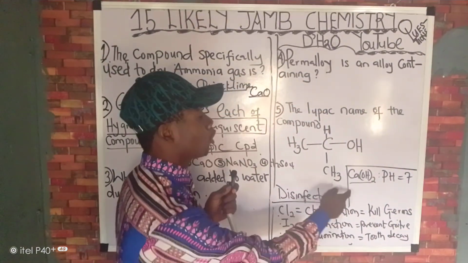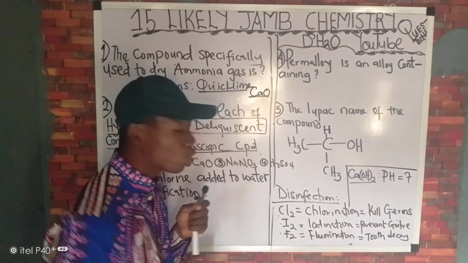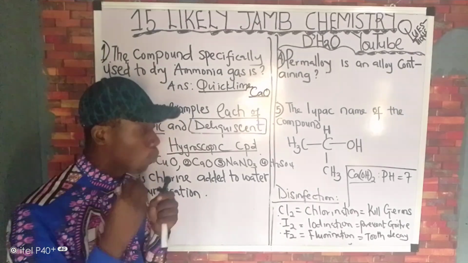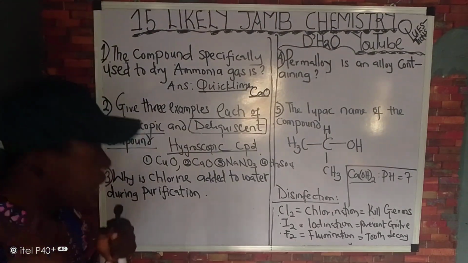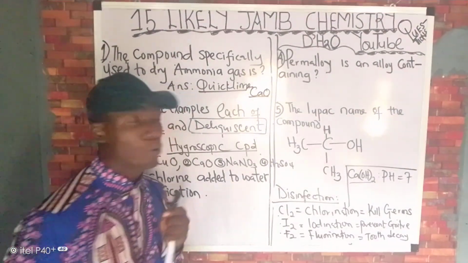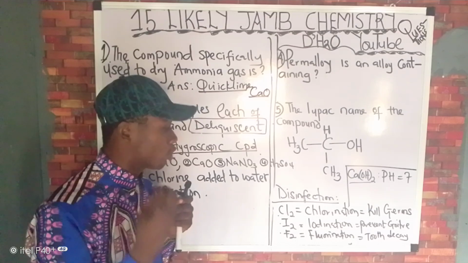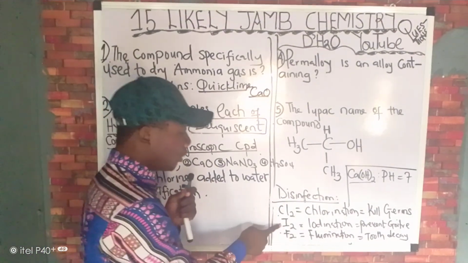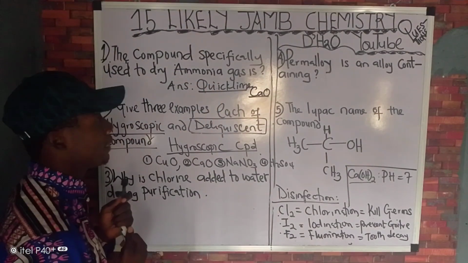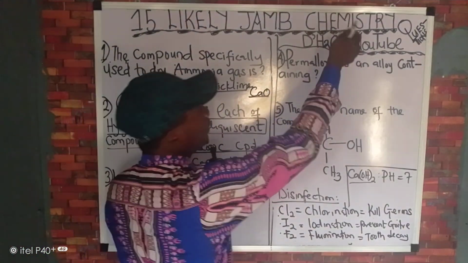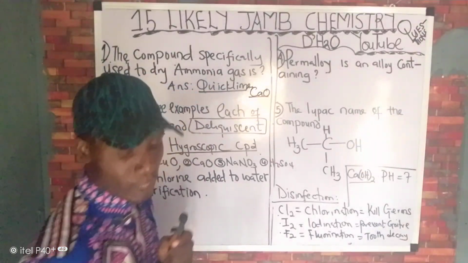Another reason for adding calcium hydroxide is to do what? Is to remove the temporary hardness from the water while purifying it. So please take note of this. All of these are known as what? Disinfection. Master the use of chlorine, use of iodine, use of fluorine, and use of calcium hydroxide. Next question. Permalloy is an alloy containing what?